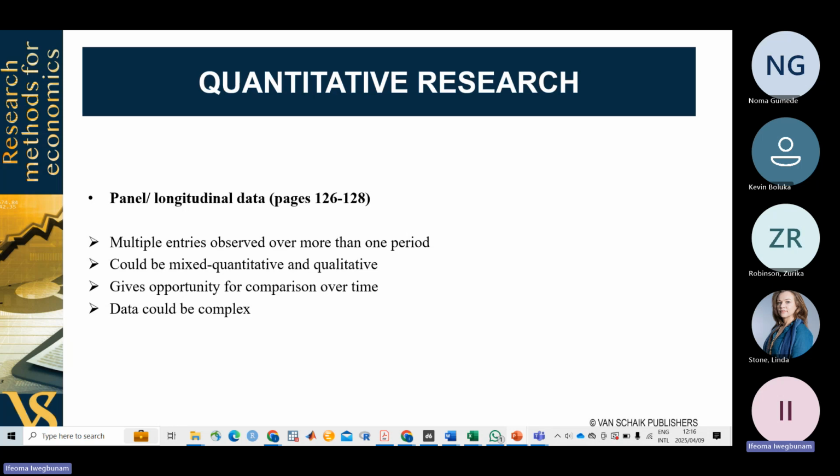So it could be a mixed method. You can use a mixed method in panel data, a mixture of quantitative and qualitative data. And also it gives opportunity for comparison over time. The downside of this, which can also be overcome, especially when you are using panel data, is that the data could also be complex. But if you understand the result and how to interpret results, one can overcome the issue of complex data in panel data.